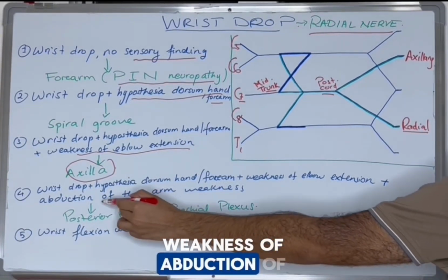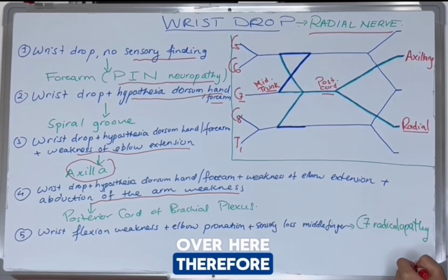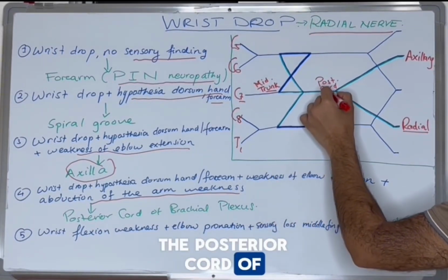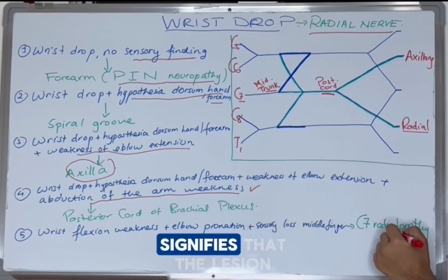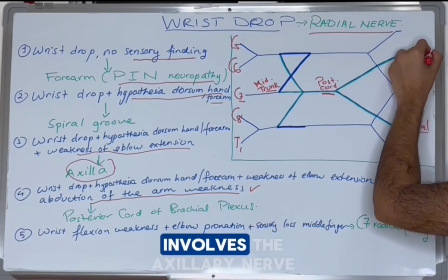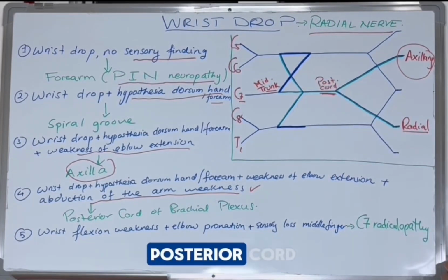The fourth one, if you have wrist drop, sensory loss, elbow extension weakness, and now there is weakness of abduction of the arm over here, therefore the lesion is in the posterior cord of the brachial plexus, because abduction of the arm weakness signifies that the lesion involves the axillary nerve, and therefore you should be able to localize to the posterior cord.